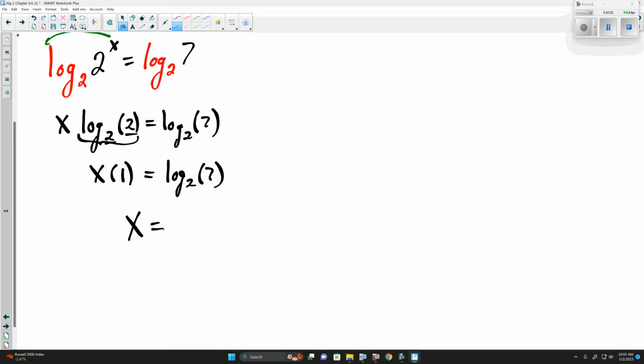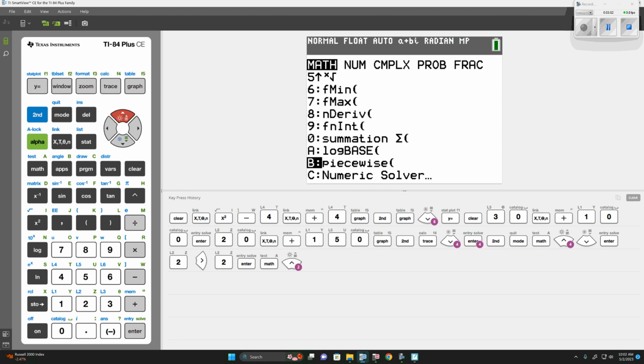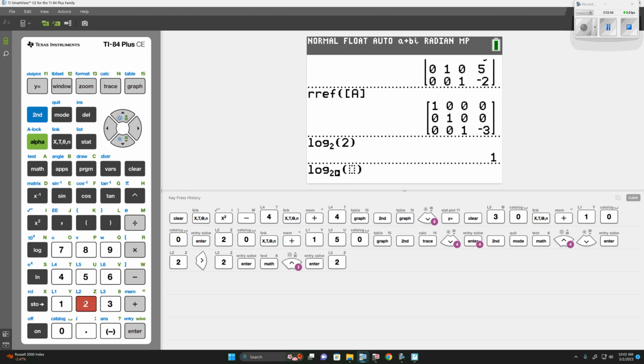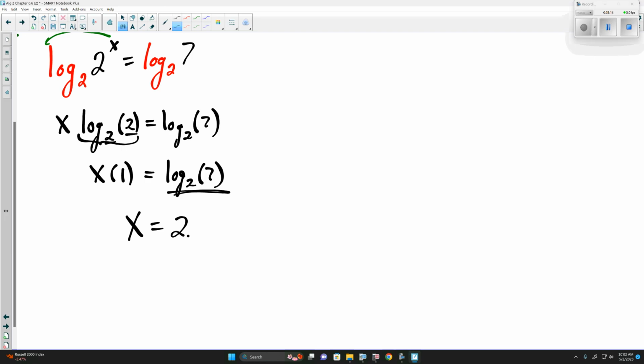So at this point, I just need to figure out what the value of log base 2 of 7 is. Now there's two ways we can find it. One is using the graphing calculator, doing math, log base 2 of 7, which is 2.807. We'll go 3 decimal places. And we get this here.